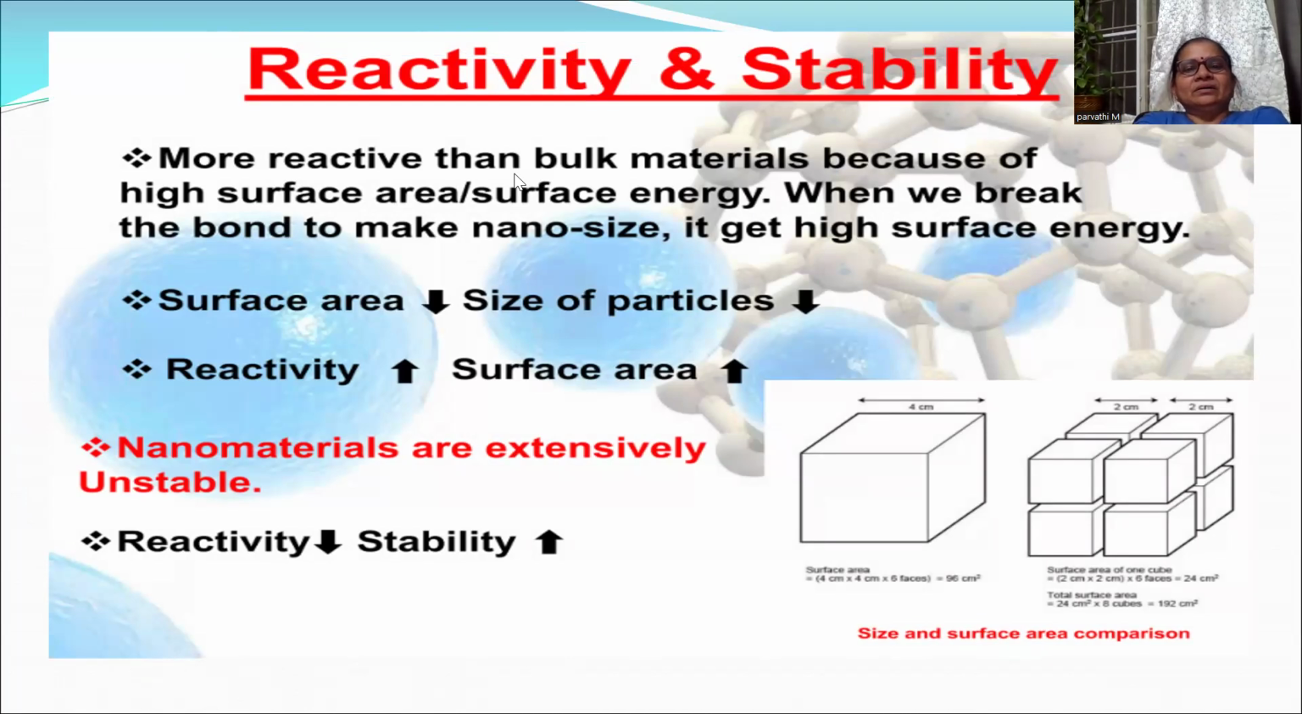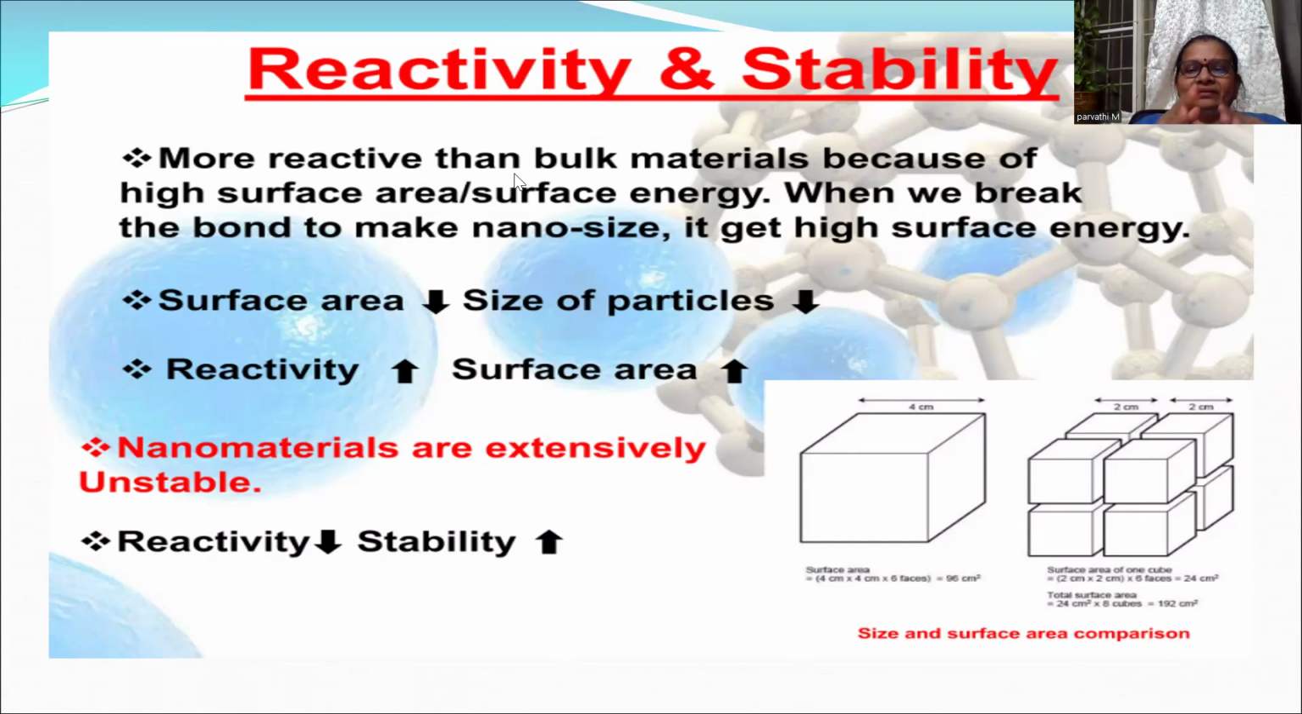So they are, because of their tiny size, more fast and active materials, also more reactive than bulk materials because of high surface area or surface energy. So when we break the bond to make nano size, that means in the bulk size, if you observe, they are atomically bonded together, but when they become tiny, nanoparticles are tiny, so each will get its equivalent energy.